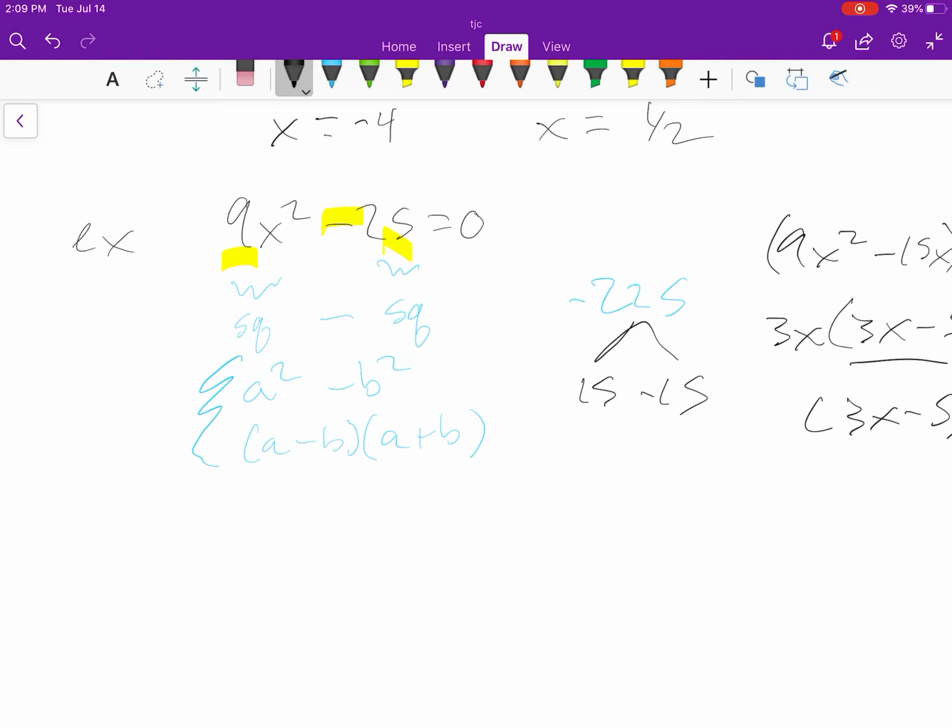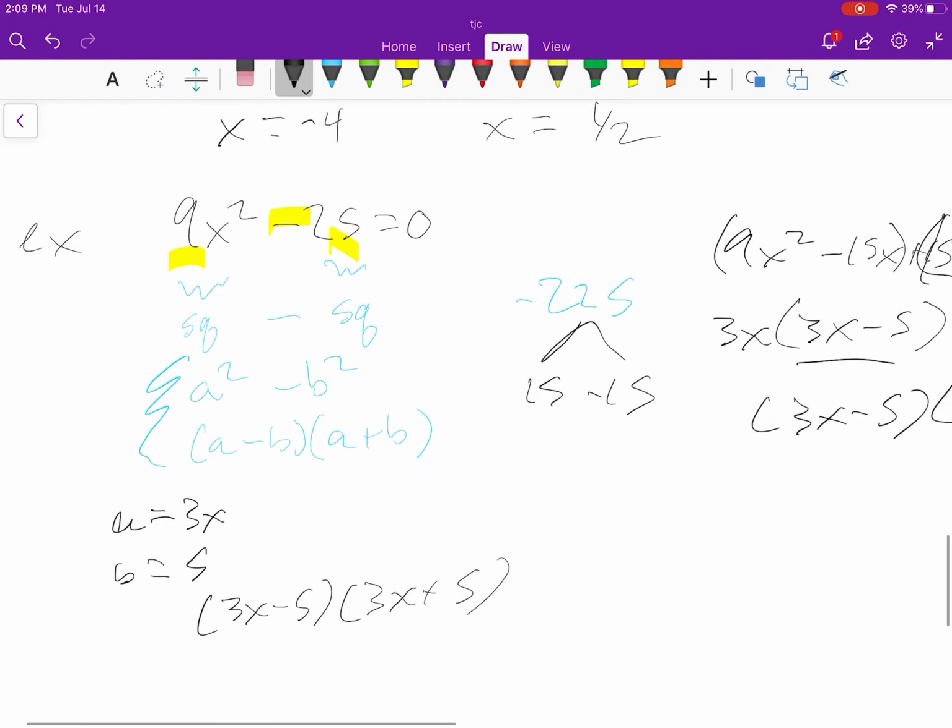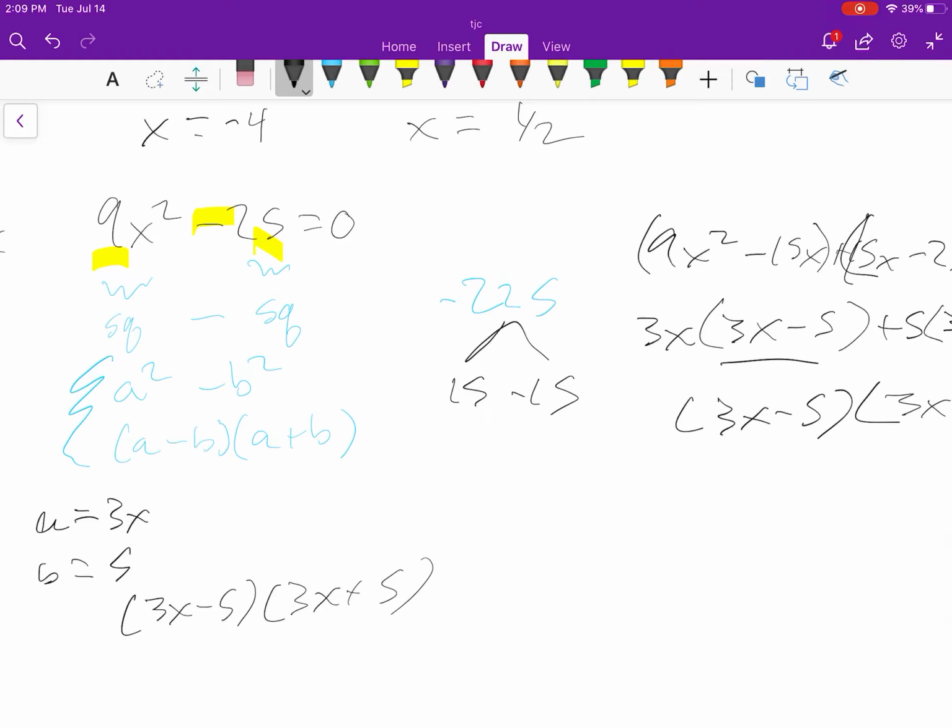square root of 9x squared, which is 3x. A is going to be 3x. B is going to be the square root of 25, which is 5. So we just plug this into this equation and get 3x minus 5 times 3x plus 5, which is the exact same answer as over here. So either of these methods will work on this. Okay, so that's when it's in this form here. And these, if you're going to use this method, you have to memorize the equation.